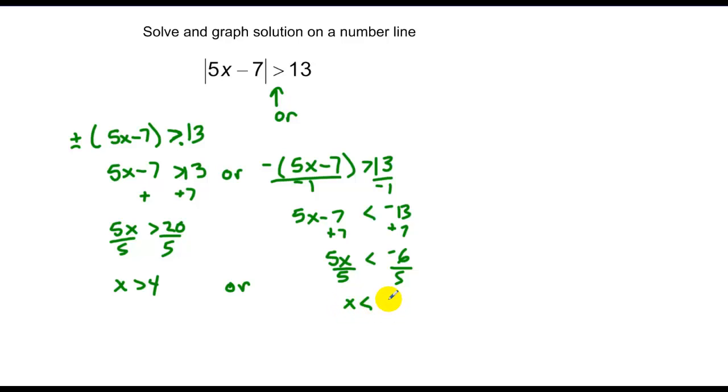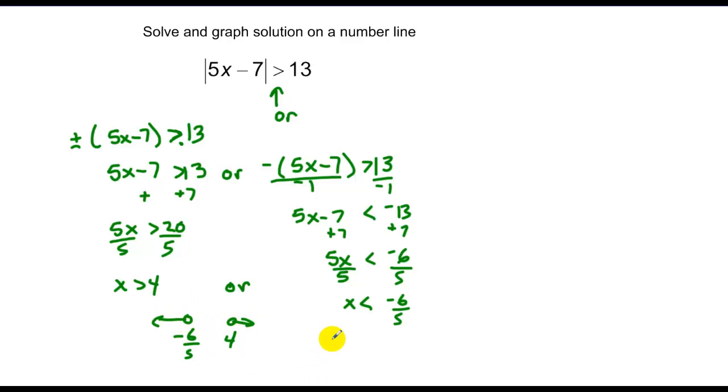X less than -6/5. And take a look at that graph. Here's my -6/5. Open circle. Less, +4, open circle, greater.